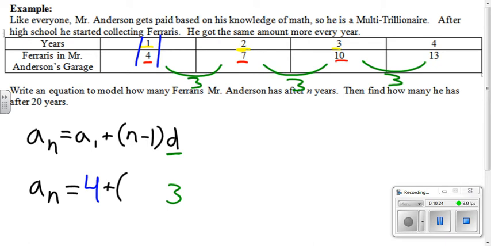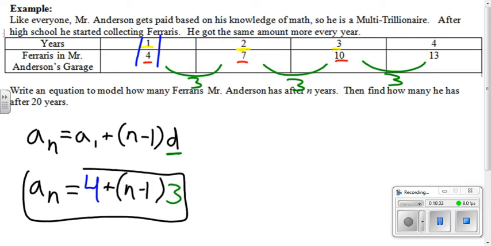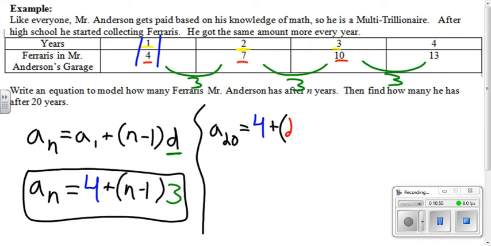And we don't know exactly what we're looking for quite yet. We just know we're using n minus 1. So this is our equation. You really only need to know the first term, our a sub 1, and your common difference to make your equation. From here, though, if you want to find a sub 20, so how many he has after 20 years, now is where you have to plug everything in. So 4 plus 20, this is our a sub 20, minus 1 times 3.